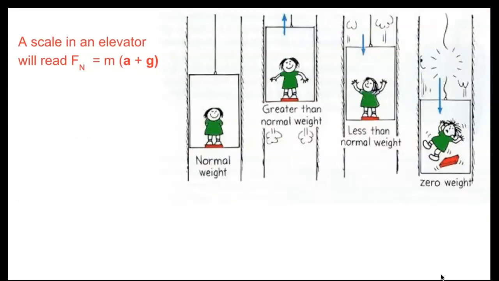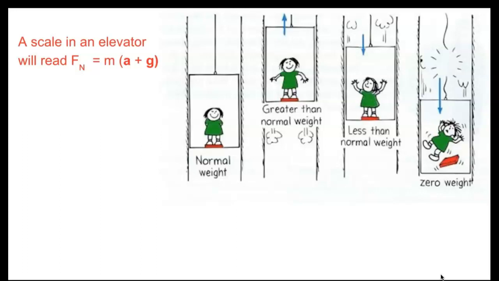Because a scale in an elevator will read your mass times your acceleration plus g, I want to point out what happens in the horrible situation that the cable breaks. Far over on the right here it says, if the cable breaks, 0 weight. That's a funny way of defining weight. The weight, if it means the force of gravity, then the weight is still there.